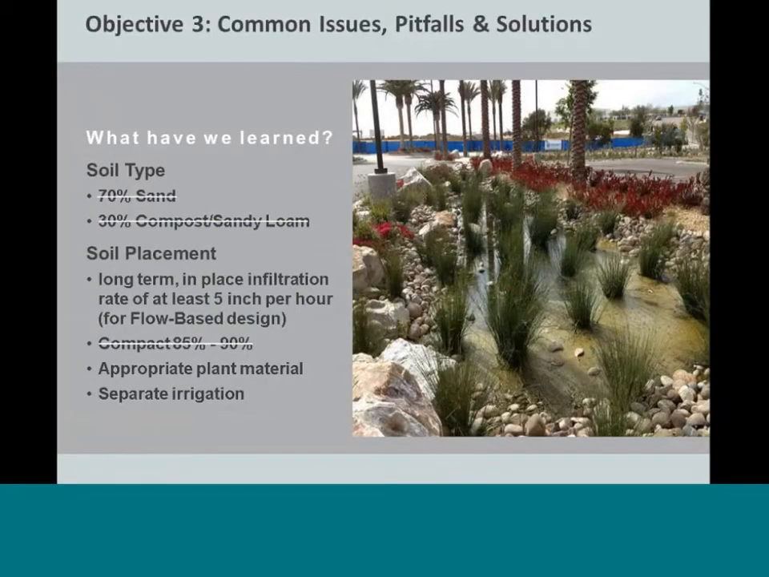So what have we learned? When we first started looking for bioretention soil specs, we found that there were several out there. I think they originated probably in Washington and then Portland, and then were adopted in the Bay Area and made their way down the coast. Something really consistent with them was that 60 to 70% sand was the main component, and 30 to 40% compost or sandy loam. That was in every spec that we found.